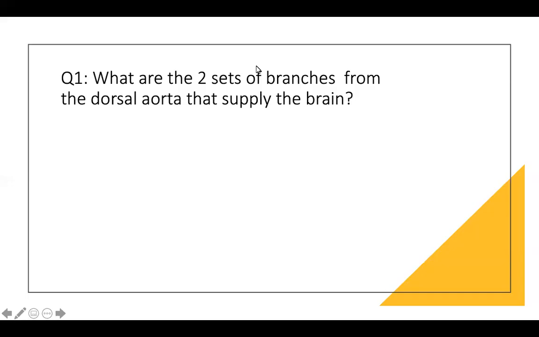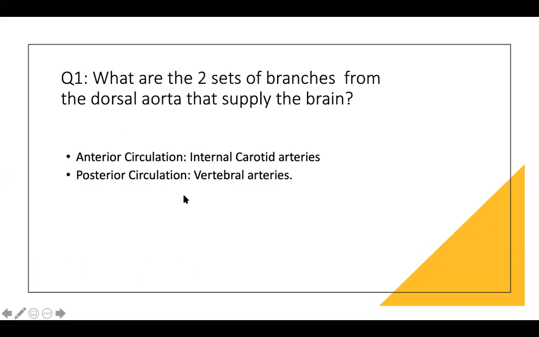Okay, so to start, let's first of all know the source of blood supply to the brain. So what are the two sets of branches from the dorsal aorta that supply the brain? The two main sources for blood supply to the brain, the things that make the anterior and the posterior circulation. Do you know the names of the arteries? Internal carotid. Okay, internal carotid for the anterior circulation. What makes up the posterior? Vertebral artery. The vertebral artery, excellent. So the anterior circulation is from the internal carotid. The posterior circulation is from the vertebral arteries.